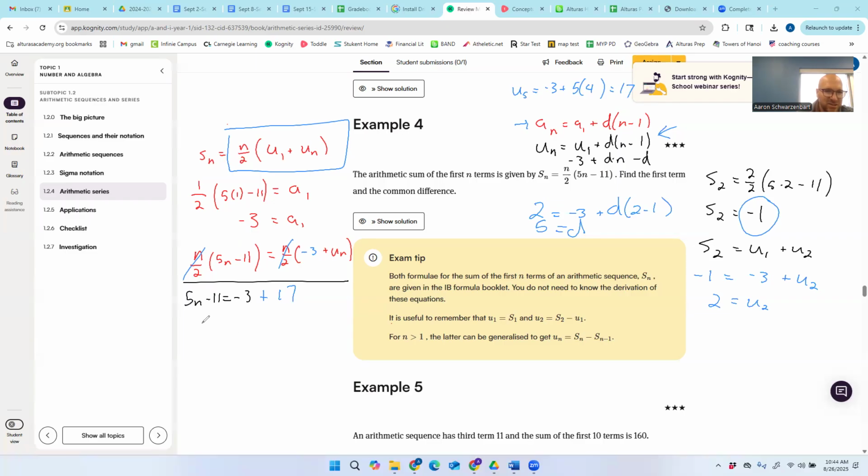I guess I didn't need to go back through this. All I needed to do was find U1, find the first term, U1 equals -3, D equals 5. I could plug this in. 5 times 5 minus 11 equals -3 plus 17, and that's true, those both equal 14.